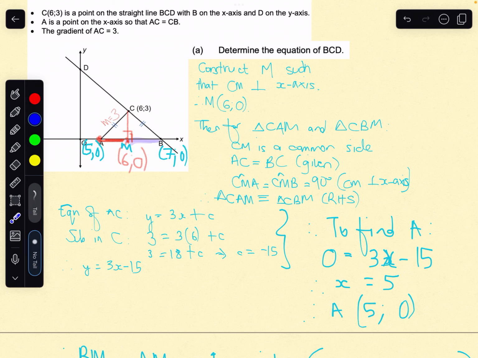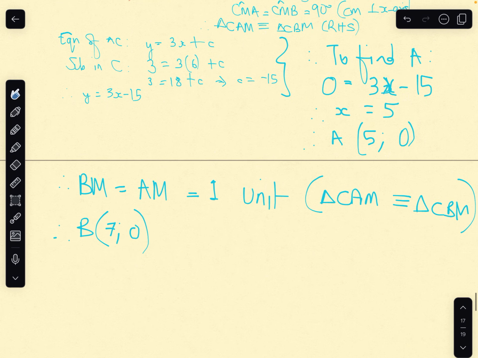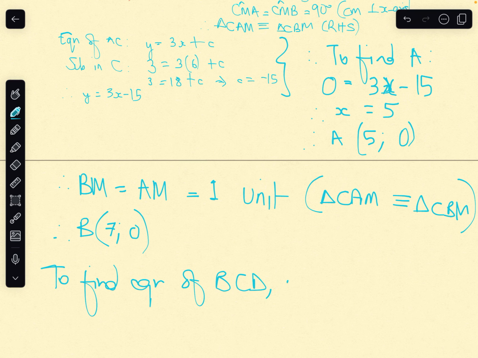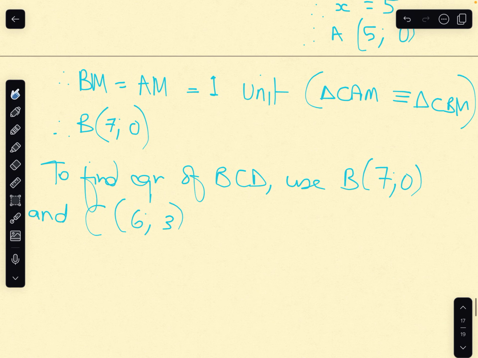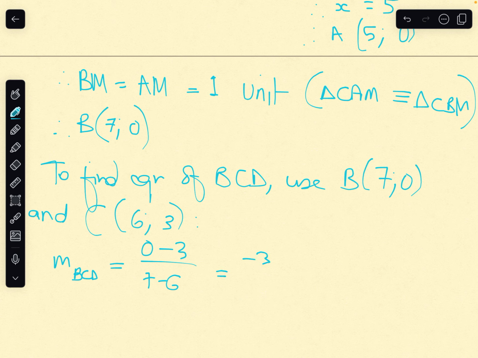So to find the equation of BCD, use B, which is 7, 0, and C, which was 6 and 3, I think. Yep. Right, so first we'll find the gradient of this line, which is 0 minus 3 over 7 minus 6, which is minus 3 over 1, which is minus 3. So it's going to look something like this.